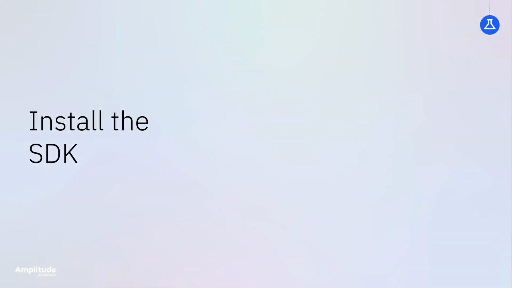The next step is installing the SDK. We have SDKs available for the most popular programming languages and libraries. If there is no SDK available that's compatible with your codebase, you can always use our REST API. See the Amplitude developer documentation for more information on SDKs and our REST API.